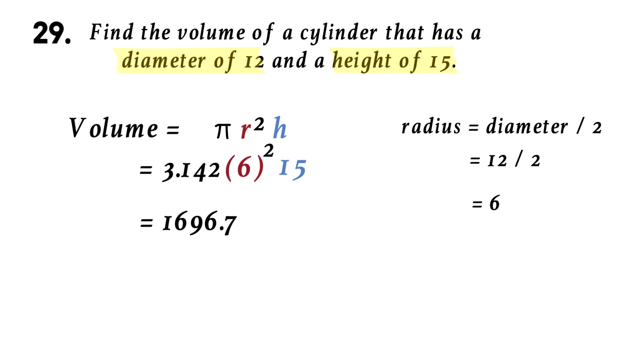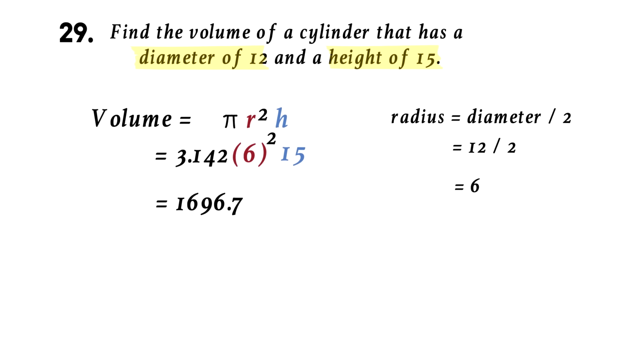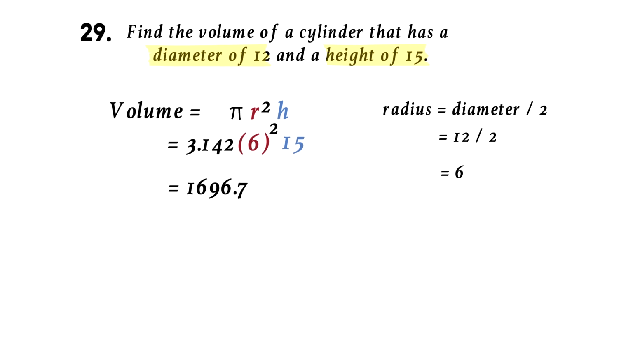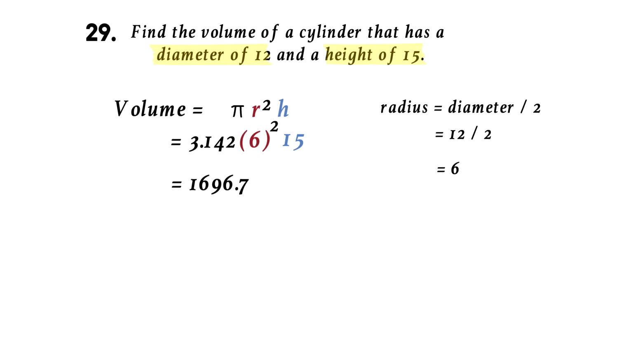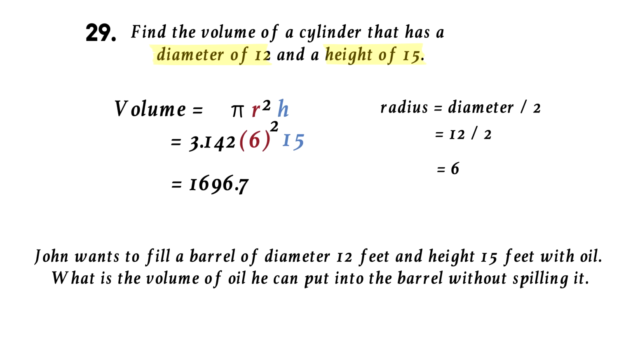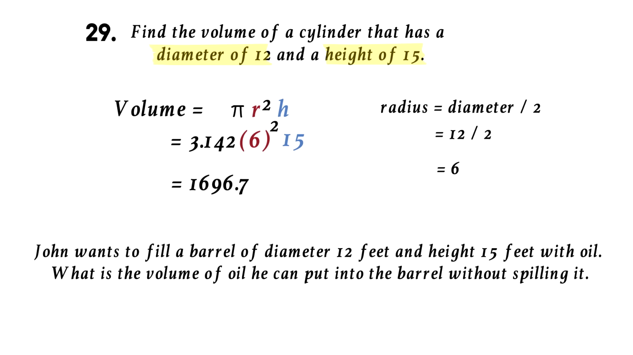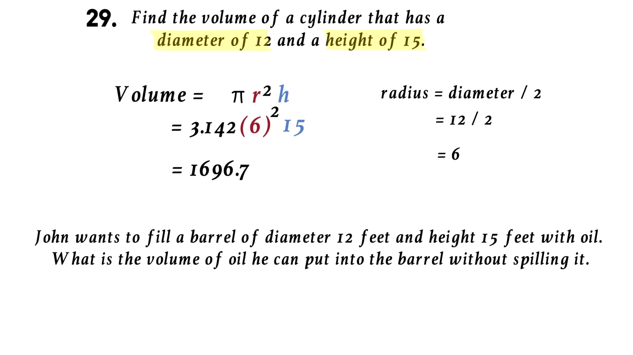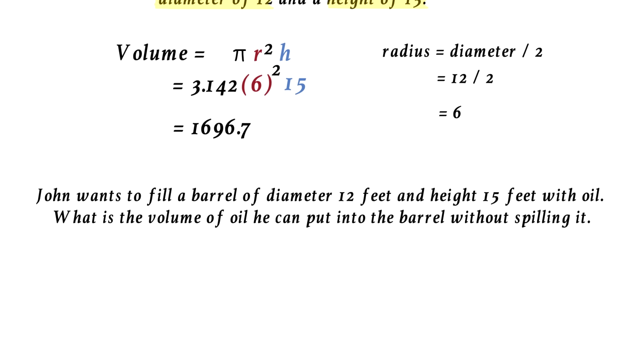Sometimes GED questions are not that straightforward. This same question could have been worded this way. John wants to fill a barrel of diameter 12 feet and height 15 feet with oil. What is the volume of oil he can put into the barrel without spilling it? This is exactly the same question.